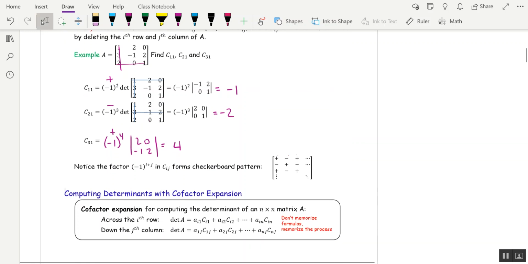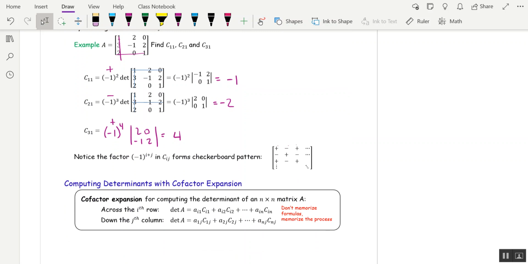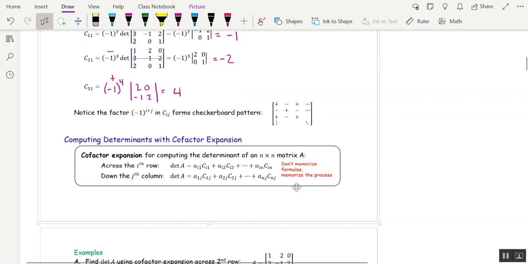And here's the formula for computing determinants with cofactor expansion. You're going to take the cofactors, multiply by the corresponding entry of A, and then take the sum across any row or any column. Don't memorize these formulas because it's going to be very hard to memorize the formula, but instead you're going to memorize the process. Kind of like finding, if you took Math 2A, third semester calculus, you knew how to find the cross product of 2 vectors, but you didn't really memorize the formula.